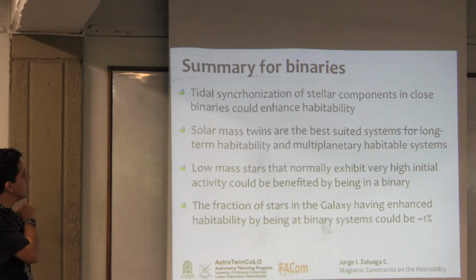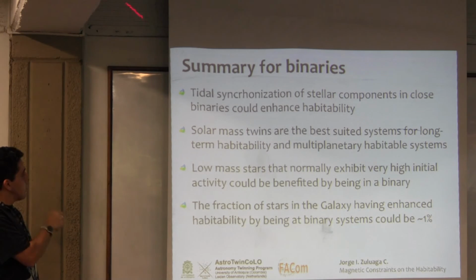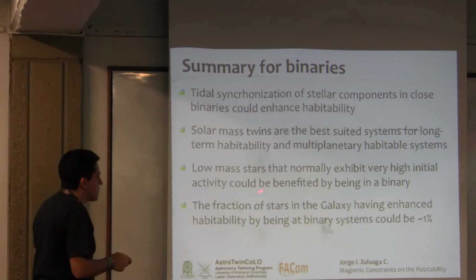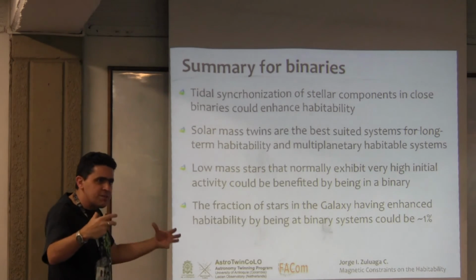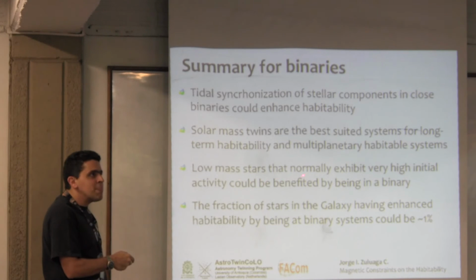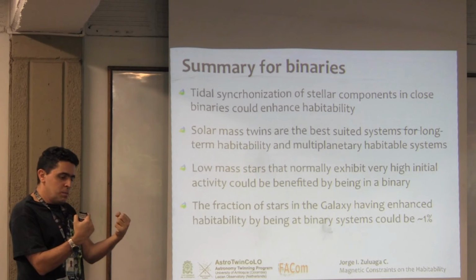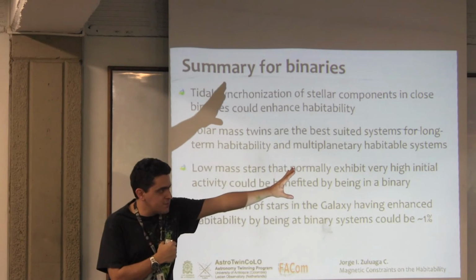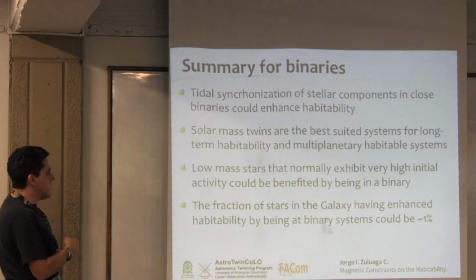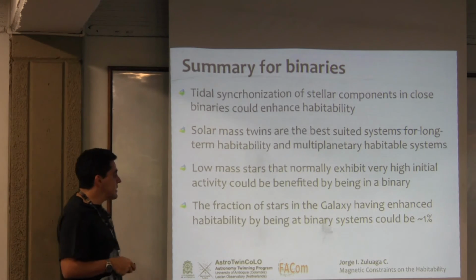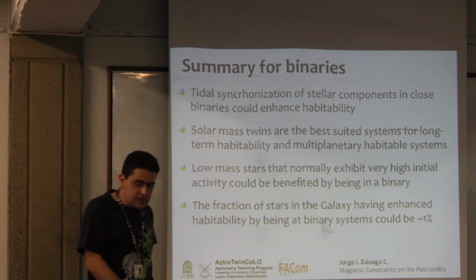Okay, so: tidal synchronization, enhanced habitability. Solar mass twins are the best fitted. So if you discover a double star, these spectroscopic binaries that are solar twins, maybe you are looking at the right place. Low mass stars that are very active at the beginning of their lives are actually good if they are with a solar mass star, because the solar mass star puts the planets farther away, where the mass loss from the low mass stars is less. And we have estimated until now that the fraction of the stars in the galaxy having this is 1%.